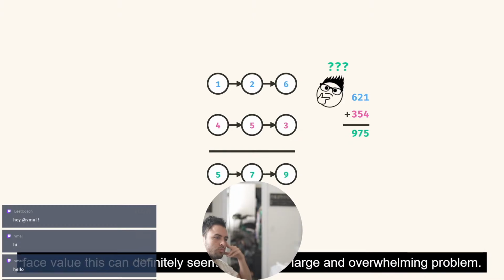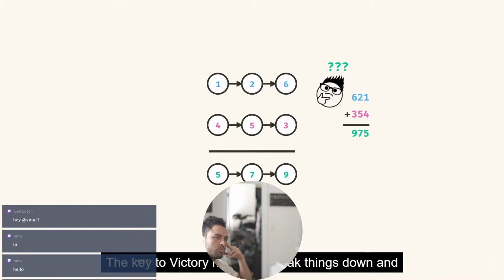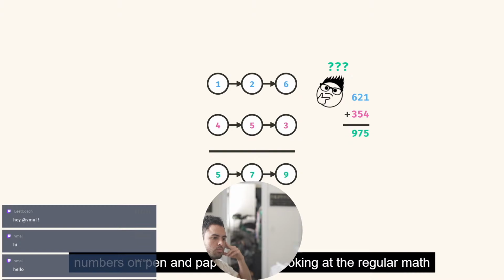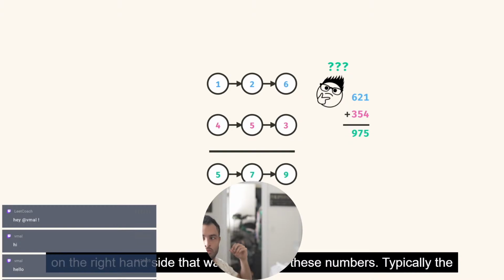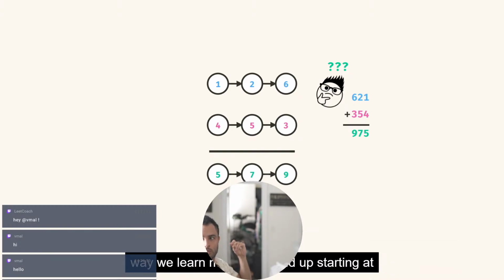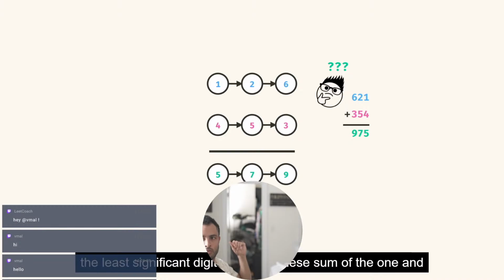So at face value, this can definitely seem like a pretty large and overwhelming problem. The key to victory here is to break things down and really notice what operations we do when we just add up numbers on pen and paper. So just looking at the regular math on the right-hand side, if I was adding up these numbers, typically the way we learn math is we add up starting at the least significant digit. So I take the sum of the 1 and 4.